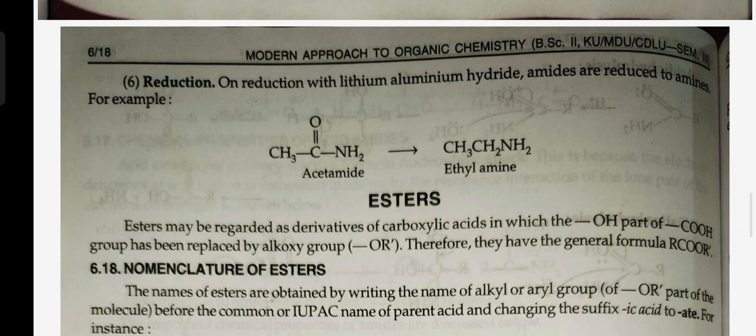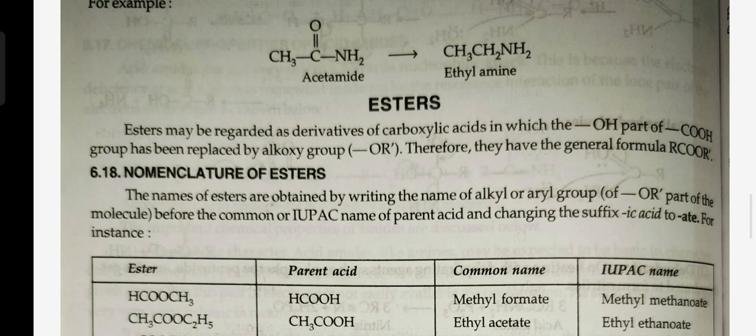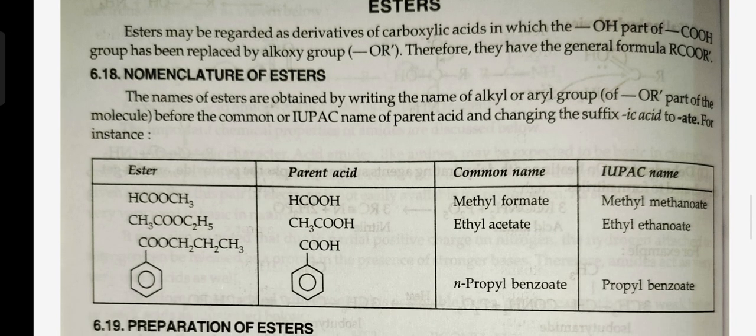Esters. Esters may be regarded as derivatives of carboxylic acid in which the OH part of the carboxylic group has been replaced by an alkoxy group. Therefore, they have the general formula RCOOR'. Nomenclature of esters. The names of esters are obtained by writing the name of the alkyl or aryl group before the common or IUPAC name of the parent acid and changing the suffix ic to ate or oic to oate. For example, HCOOCH3 is methyl formate, or methyl methanoate.